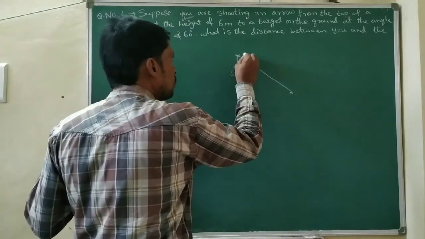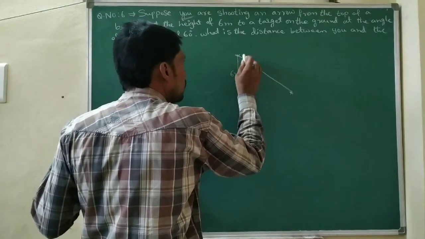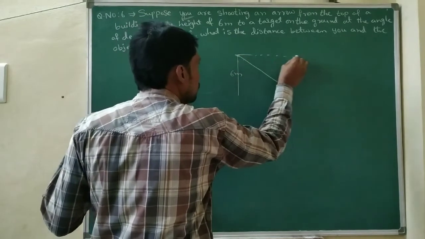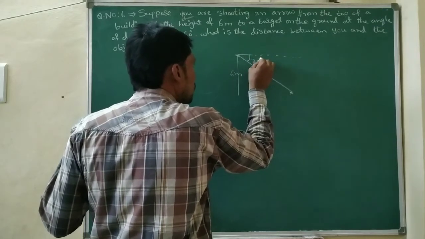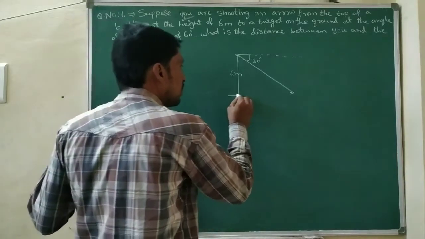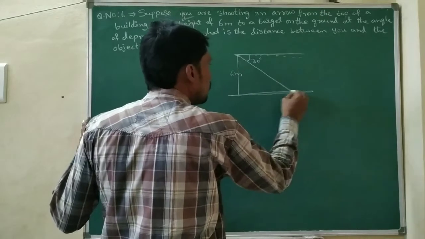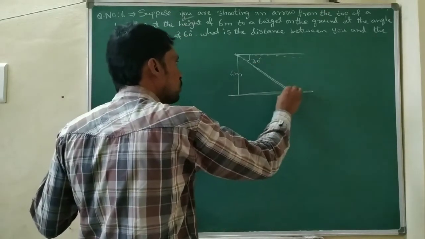So this is the horizontal line. This object is making a 30 degrees angle with the horizontal line. This is the ground level. So here this line and this line are both parallel lines, and this is the transversal line.